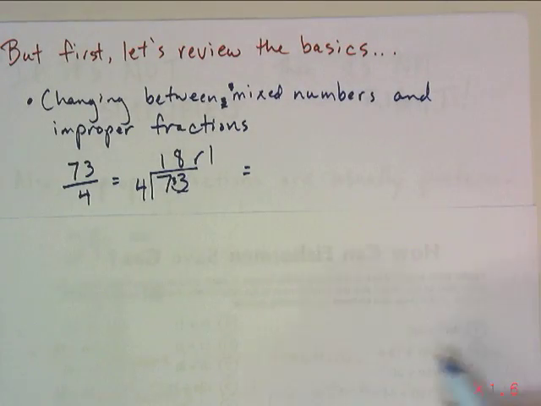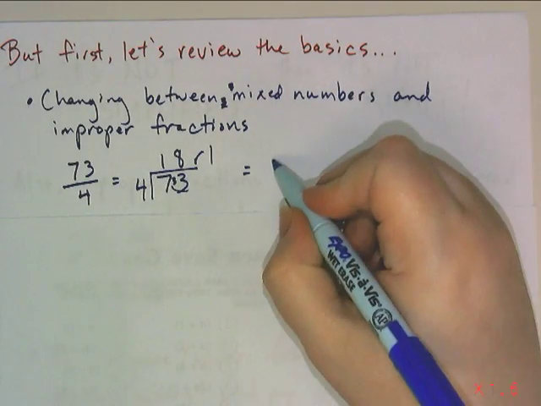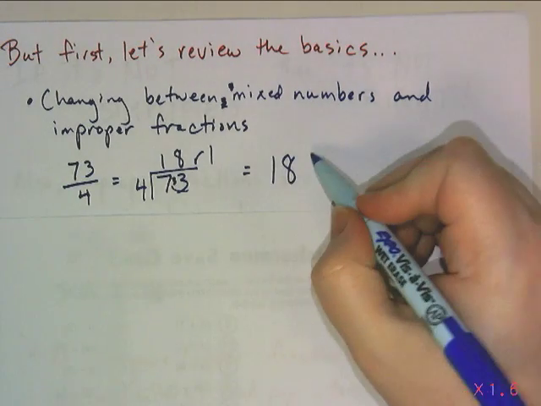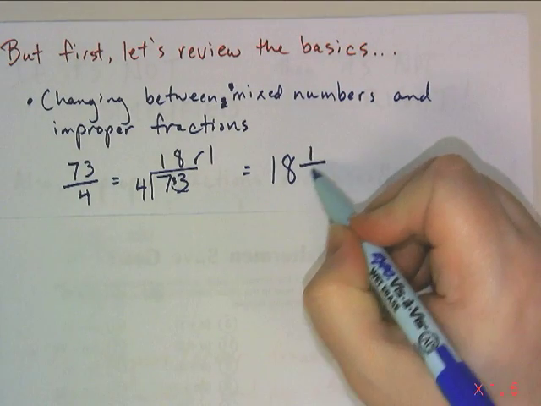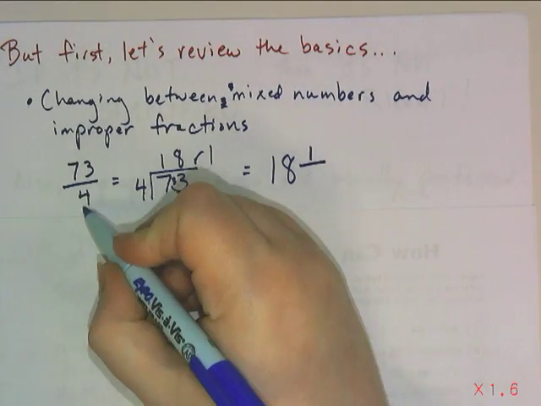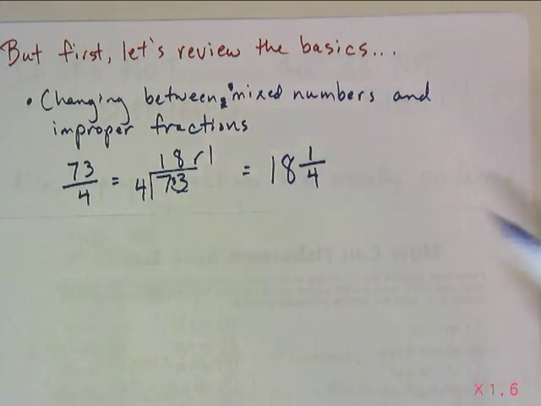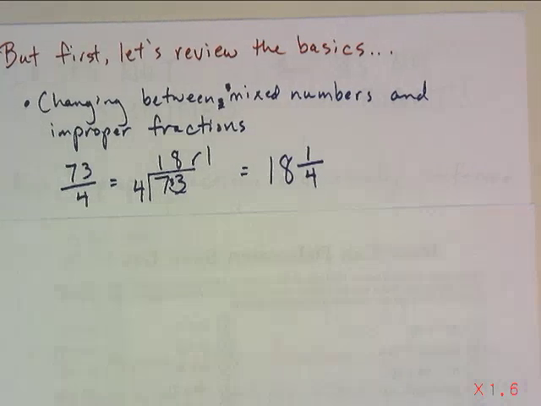The quotient here, the 18, the whole part of the quotient, is the whole number part of our equivalent mixed number. The remainder is placed in the numerator over the denominator, which is the same denominator we had before. So 73 over 4 is the same thing as 18 and 1/4.